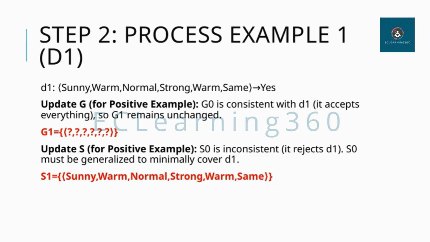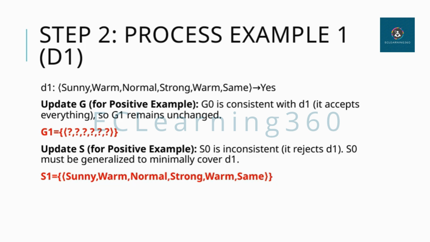Now, moving on to our S, which represents our specific boundary. Initially, S0 was too restrictive. It rejected D1, so it wasn't consistent with our positive example. To fix that, we need to generalize S0 just enough to include D1, making it as specific as possible while still covering this positive instance.